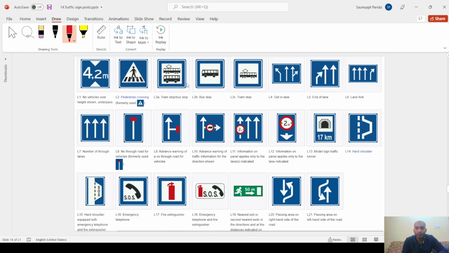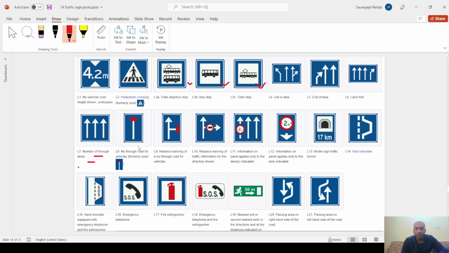This symbol means that it is a stop. Tram stop. Then end of lane, lane fork. Number of through lanes is 3 here, because there are 3 arrows here. Number of through lanes is 1, 2, 3, and 4. Number of through lanes is divergent. Number of through lanes is 2 here. Number of through lanes is 3 here, and this is 1 diverging. So in total there are 4 lanes here.